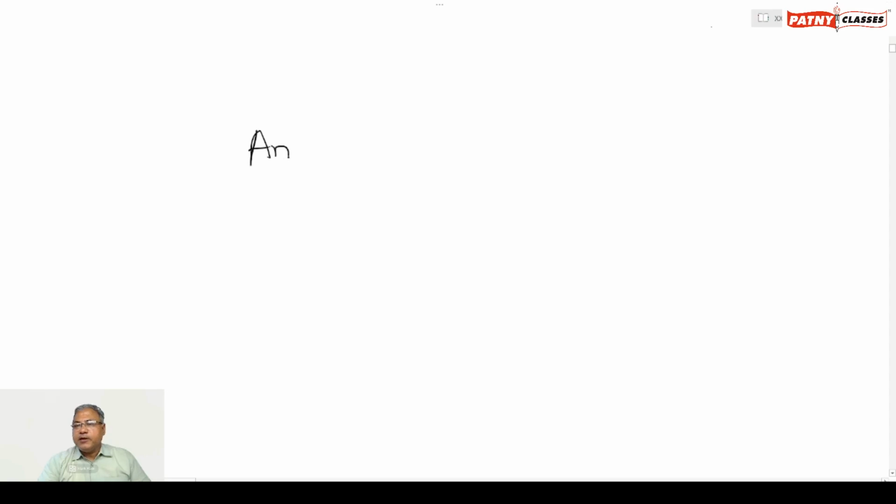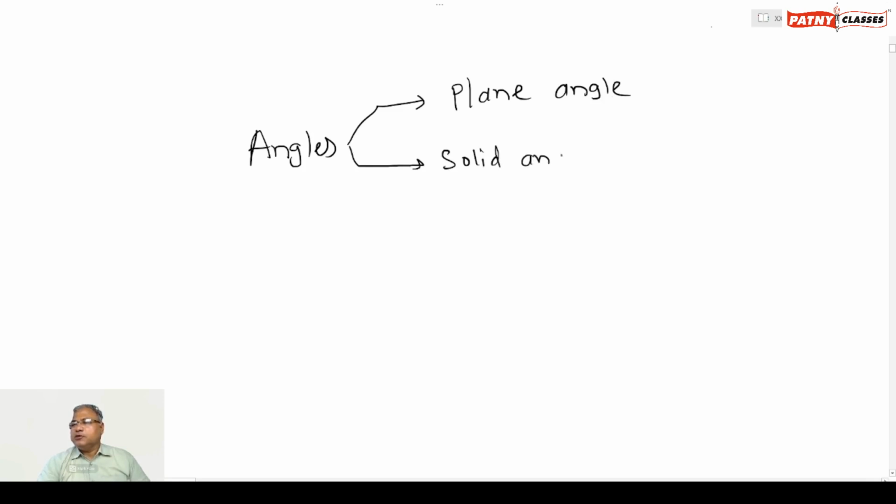You see, angles are of two types. What are the two types? One is a plane angle, and the second one is a solid angle. These two types of angle we specially study up to the 12th standard. One is a plane angle, another is a solid angle.